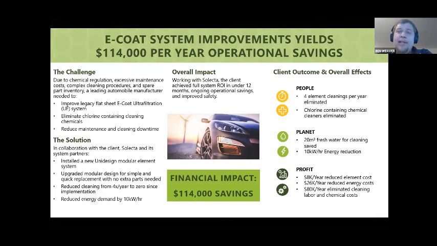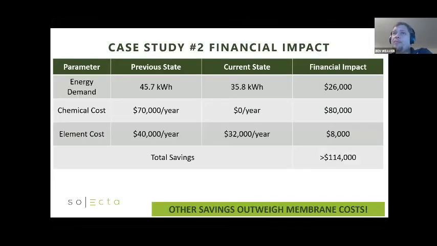And when you put that into financial terms, it was an overall benefit of $114,000 a year for them. And this is what it came down to. There was $26,000 in energy savings, $80,000 in chemical savings. And then we even reduced the cost of the membrane system by about $8,000 a year. So even if we're focused on the membrane alone, there was savings there, but it was a small part of the overall savings of the process when you're looking at energy and water as well.